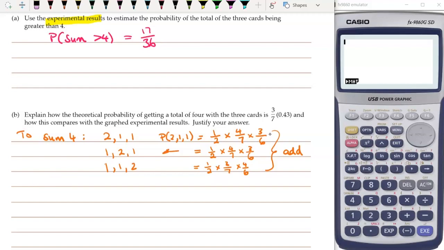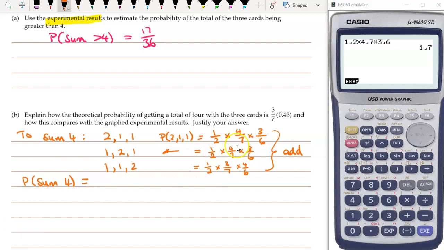Actually, let's write this as, so the probability of getting a sum of 4, well, one of these is 1/7, and the others, you can see the numbers are the same. We're timesing across, they're just in a slightly different order. So all of them are going to come to 1/7. If we add them together, we get 3/7.